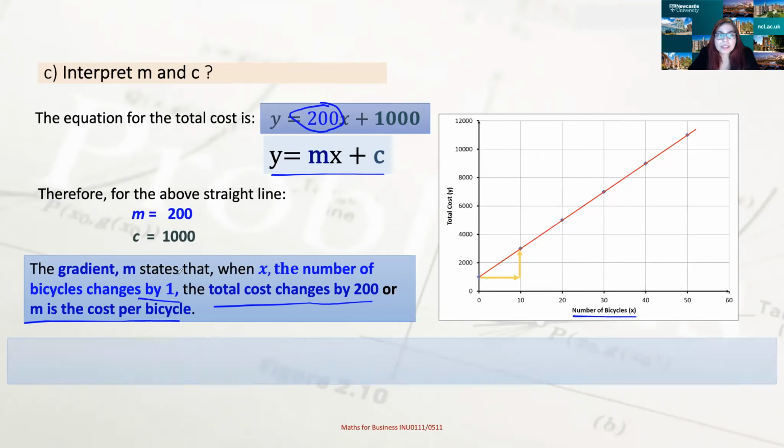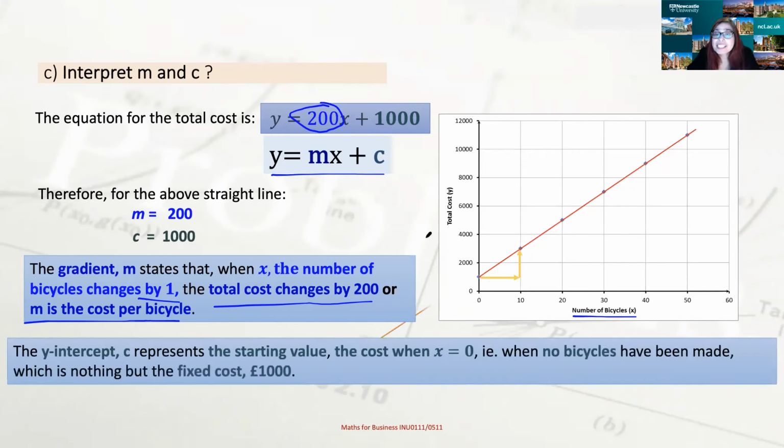What about c, the intercept? The y-intercept c represents the starting value. Look at that, this is the fixed cost in our case, 1,000 pounds. It is the cost when x is equal to zero, that is, when no bicycles have been made, which is nothing but the fixed cost, the starting value, 1,000 pounds. Okay, guys, look how beautiful, it gives all the information, isn't it? So this is how you interpret the slope, the gradient, or the y-intercept c.